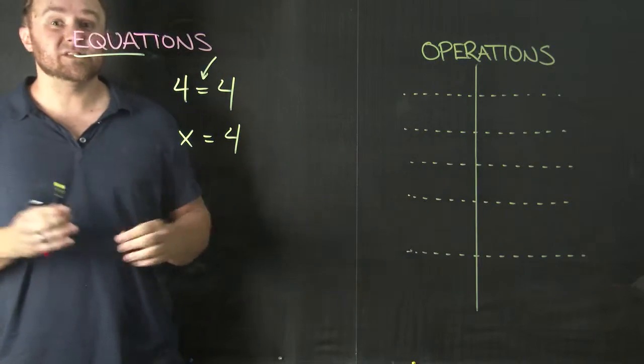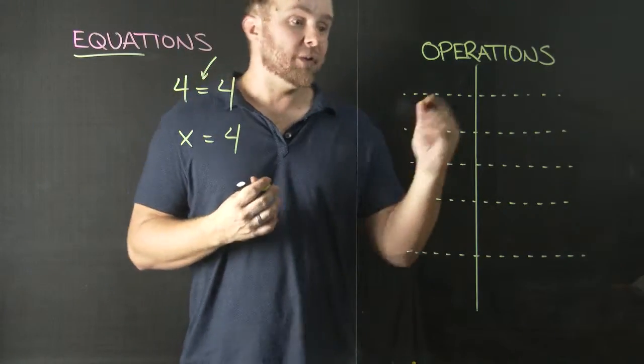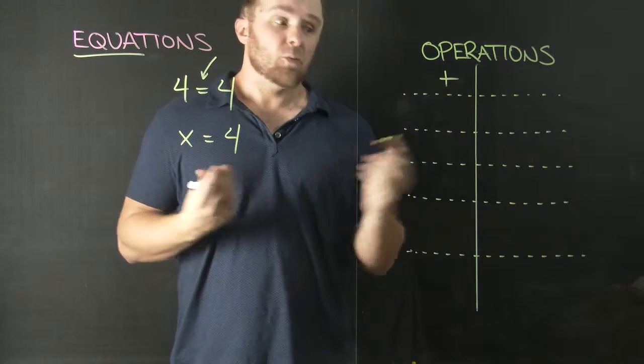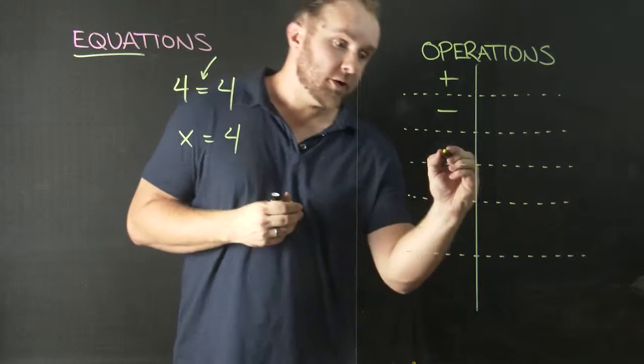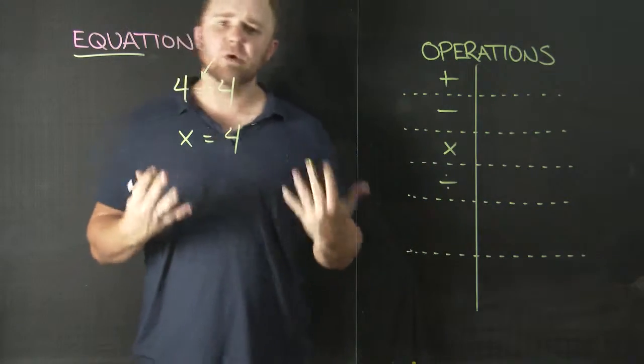And what are the operations? That's the 6 things we can do to numbers, and we know this just from school growing up. We know that we can add numbers. We know that we can subtract numbers. We know that we can multiply numbers and we can divide numbers. Those are the 4 main operations that we're most familiar with.